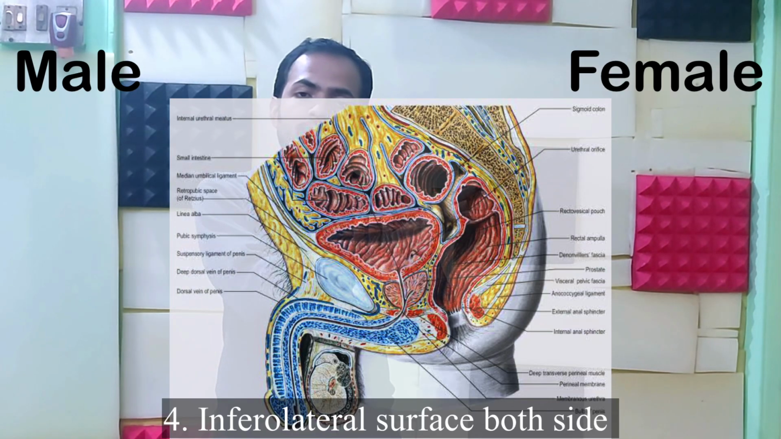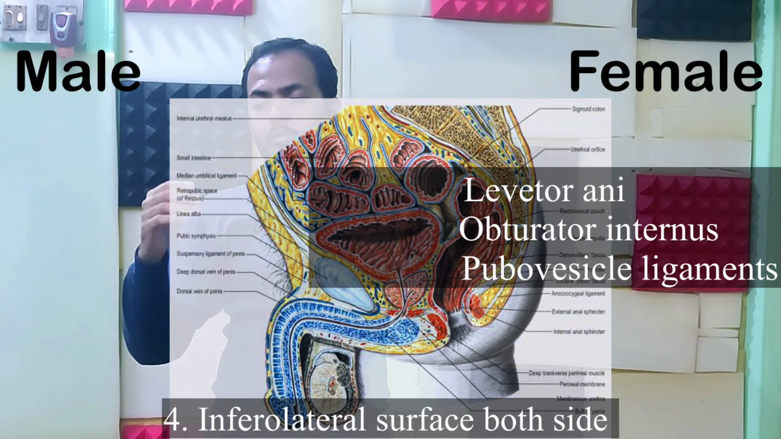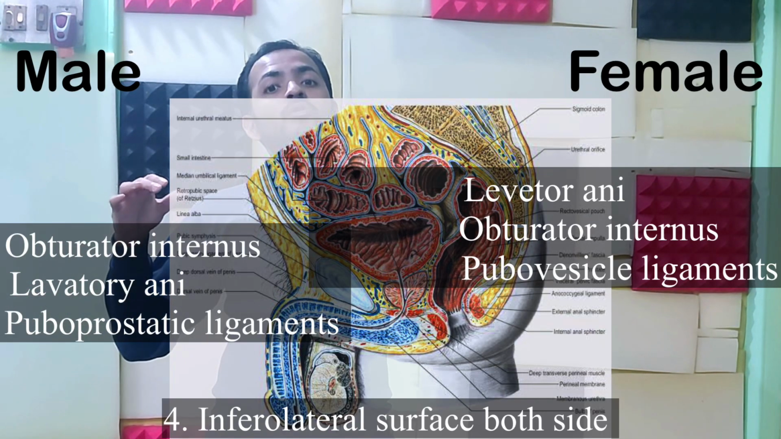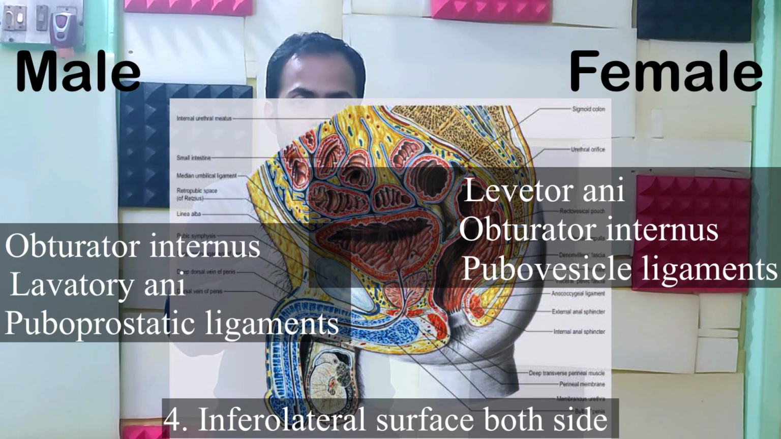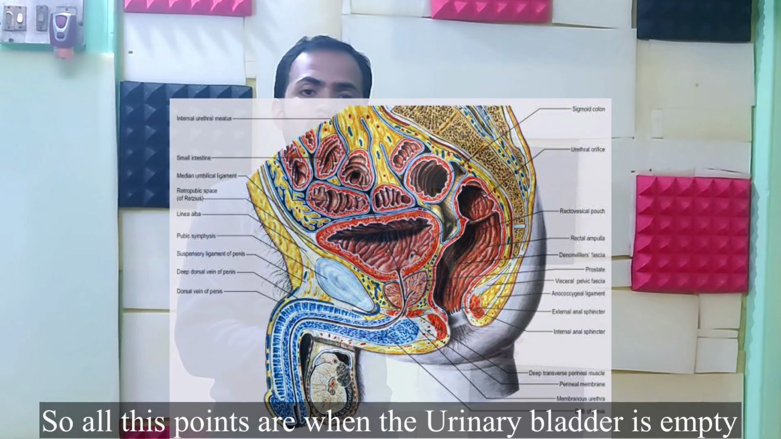Now the fourth point is our inferolateral surface, right side, left side. In female you will find the levator ani muscle, obturator internus muscle and pubovesical ligaments. And in male you will find the obturator internus, levator ani muscle and puboprostatic ligament, because we males have a prostate, females don't have a prostate. All these points are when our urinary bladder is empty, it doesn't have urine.